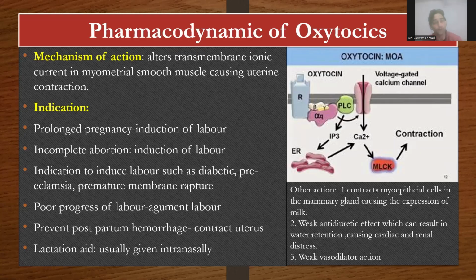Also, sometimes we use it in incomplete abortion. And then sometimes you have seen pregnant ladies who are diabetic, or have preeclampsia or premature membrane rupture. In that case, we use oxytocin. And also we use oxytocin where there is poor progress of labor, to augment the labor. Also, this drug is used for PPH.